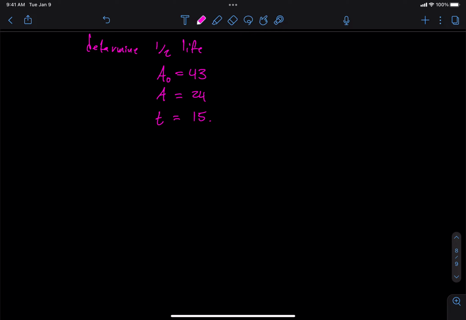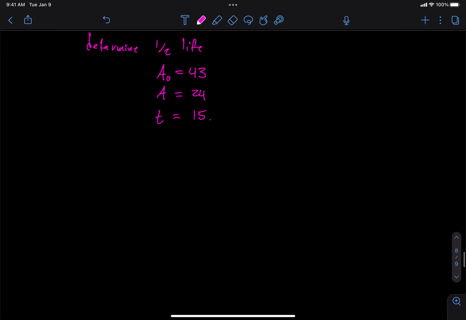Okay, so did I write it down right? I think I did. Okay. So, what does it say? It says determine the half-life given that we started with 43 kgs of a substance and after 15 years I had 24 kgs left. Okay, so what is the equation that we use for half-life problems?